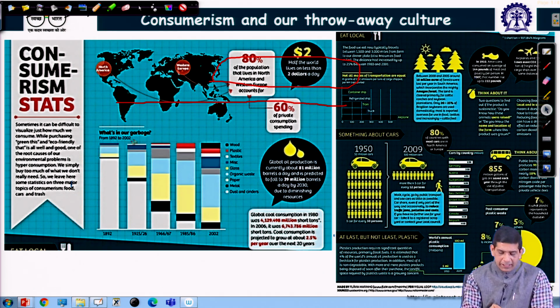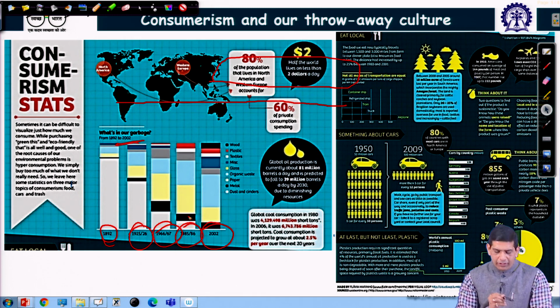If you look at the time period from 1892, 1925, then 1966, 1985, and 2002. As you can see here, in 1892 it was predominantly organic waste, wherever we had the data. These are again global figures; for many countries we probably didn't have any data at that time. But as you move from left to right, you can see a variety of waste getting added. You can see more and more colors added to it. That means a variety of waste is coming in.